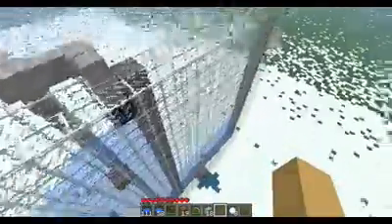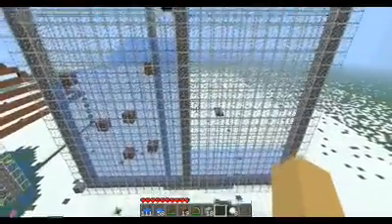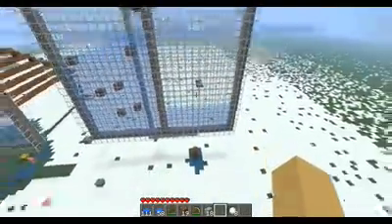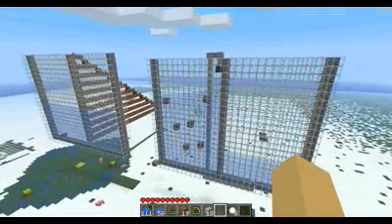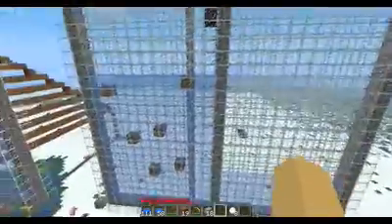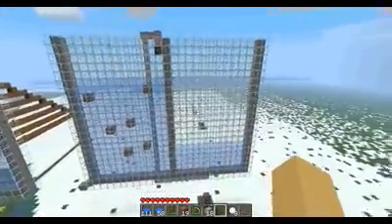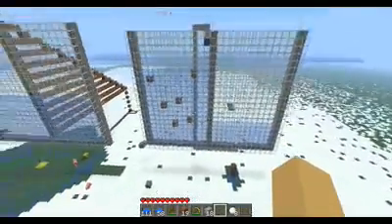So right now you can see that the level of water over here has lowered, and over there the water level rose. So that's how osmosis works, and that's the end of my project.